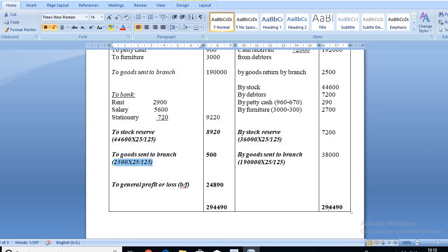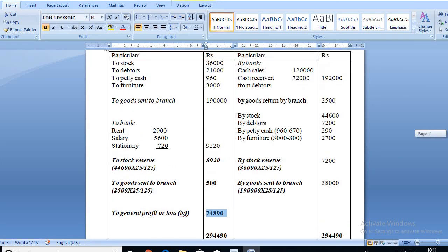Now make balance. The balance is 2,94,490, but on the debit side there is a shortage of 24,890. This will be considered as profit for the branch. If the credit side is more than the debit side, that will result in profit. In case the debit side is more than the credit side, that will result in loss. In this problem, the debit side is more than the credit side, which results in a profit of 24,890. So this is the solution for problem number 2.